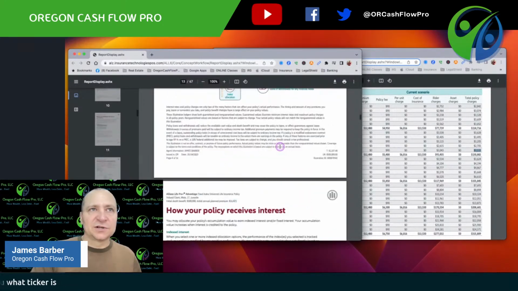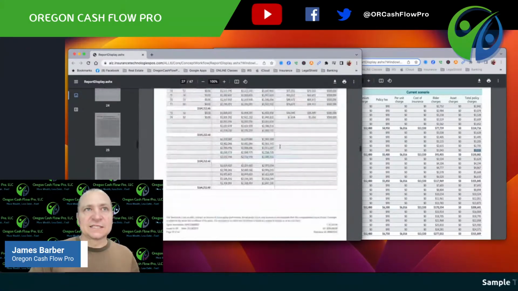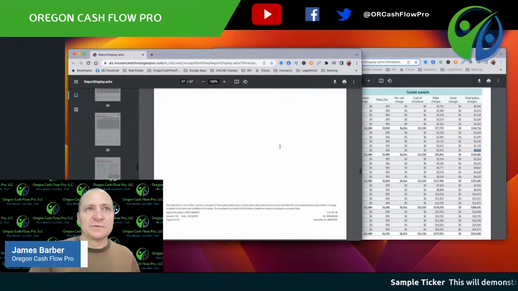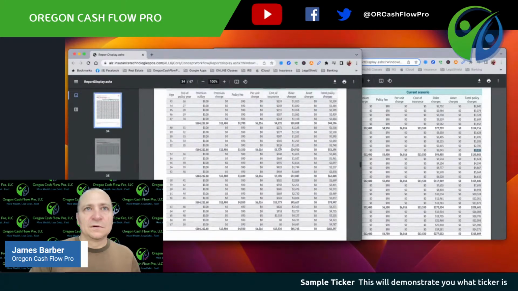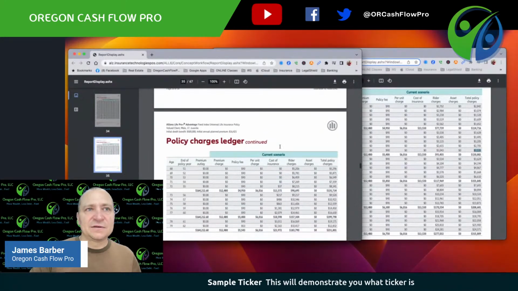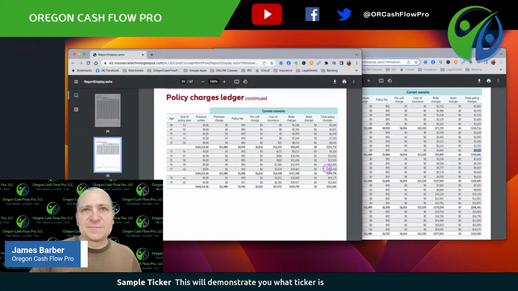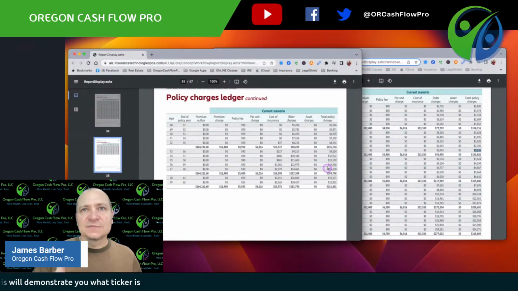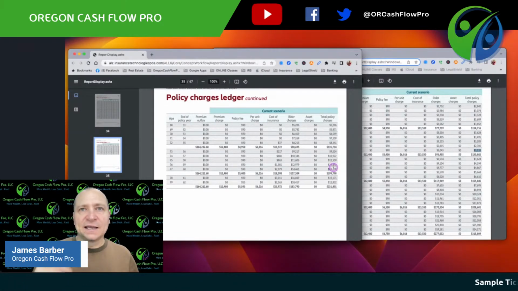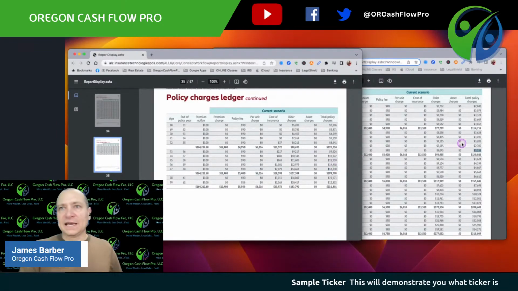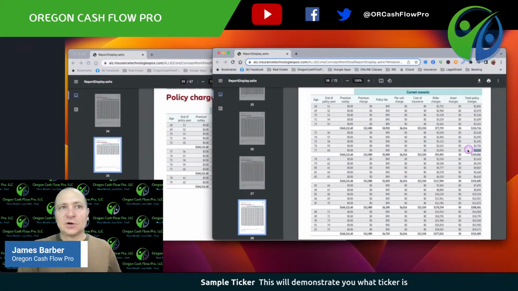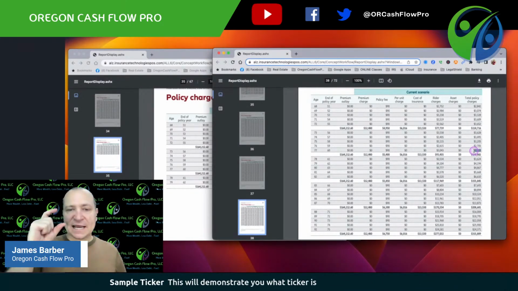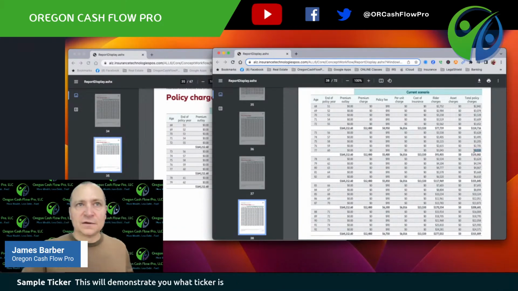Let's go back to the policy charges ledger here. There's a reason those numbers are less expensive, okay? I'm going to go over that with you. So age 77, the expenses in this one, $16,000. That's because we still have a lot of death benefit in here. Okay, I can force it to go lower, but I didn't. I didn't force it to go lower. And in this scenario, it automatically goes lower because that cash value is higher.